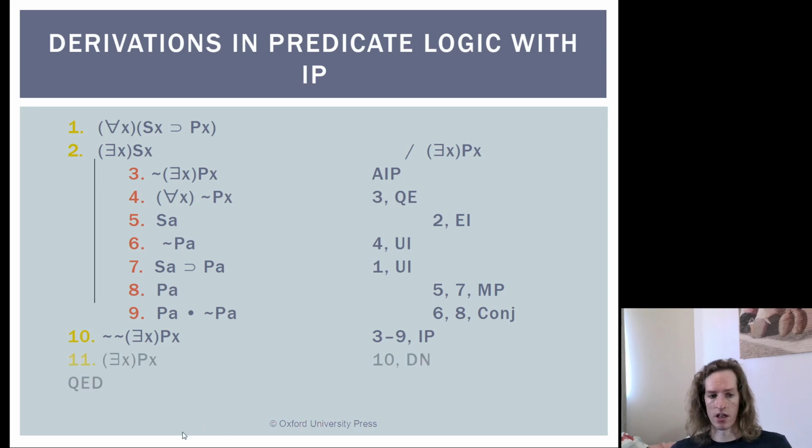So not quite done. We have one more step. Now we can use double negation to get rid of those two tildes. And on line 7, we have the conclusion that we were looking to show.